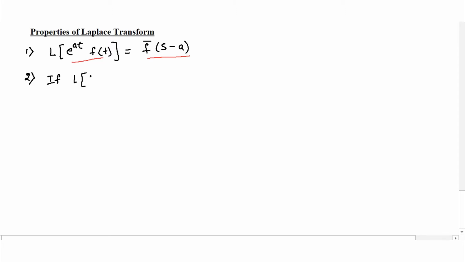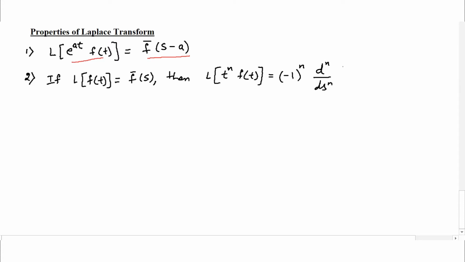If the Laplace transform of f of t can be written in the form of f bar of s, then the Laplace transform of t power n into f of t is nothing but minus 1 power n, d power n by ds power n into f bar of s. That's the property we have. So let us take a few examples based on this property. So let us take the first example.